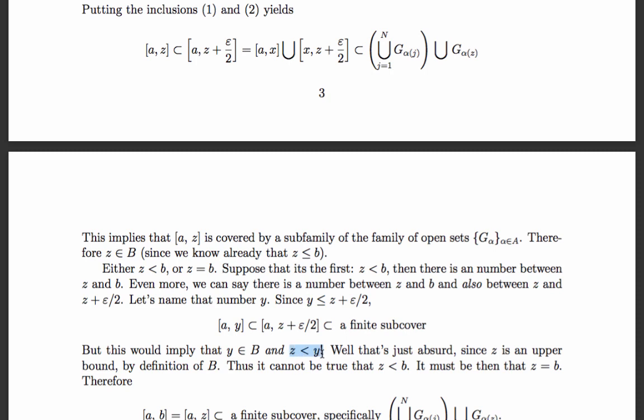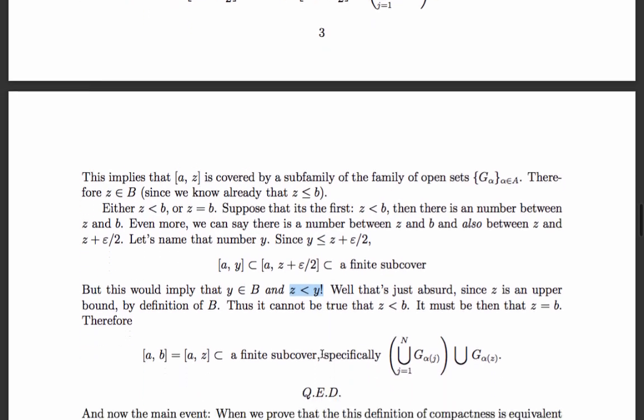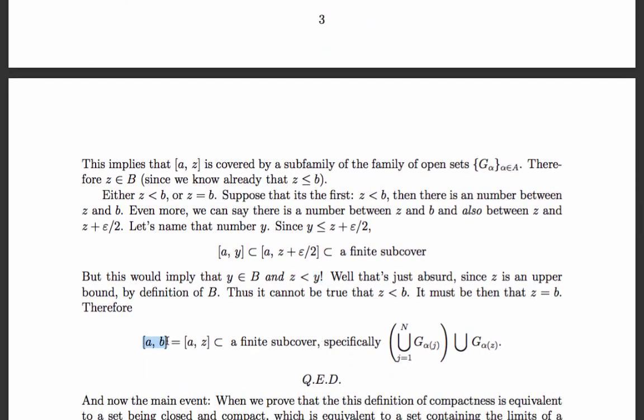But we assumed that y is greater than z. Well, that's just absurd. That can't happen. Z can't be an upper bound of b and have an element of b greater than it. So it can't be true that z is less than b. It must be true, therefore, that z equals b. Therefore, the interval a to b equals the interval a to z, which is covered by a finite subcover. Which one? This one here. And we've proven our result.